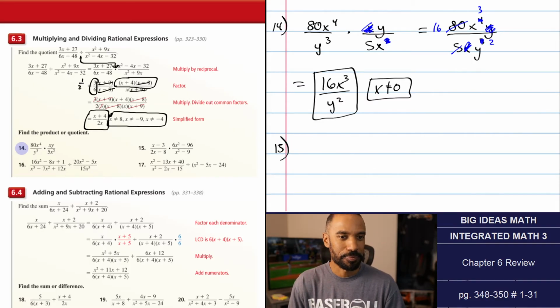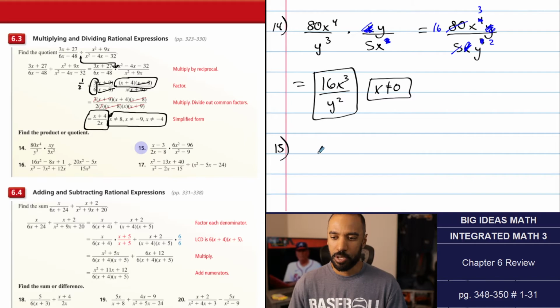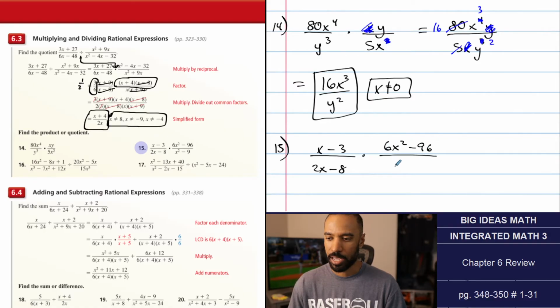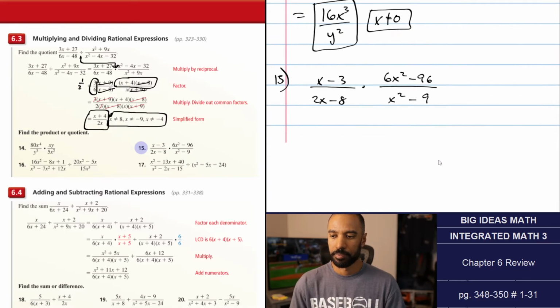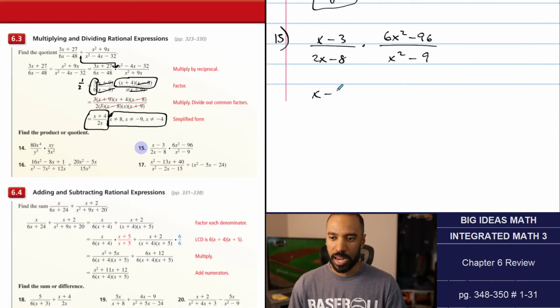Number 15. Not a set of monomials anymore. Now we've got to do some factoring. Perhaps basic. We'll see. On number 15, we have x minus 3 over 2x minus 8 times 6x squared minus 96 over x squared minus 9. X minus 3's got to stay as it is. Everything else has some sort of factorization.